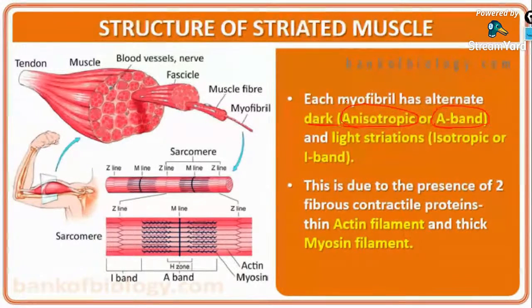A skeletal muscle mainly consists of two different kinds of striations. The first one is the dark band, and the second one is the light band.